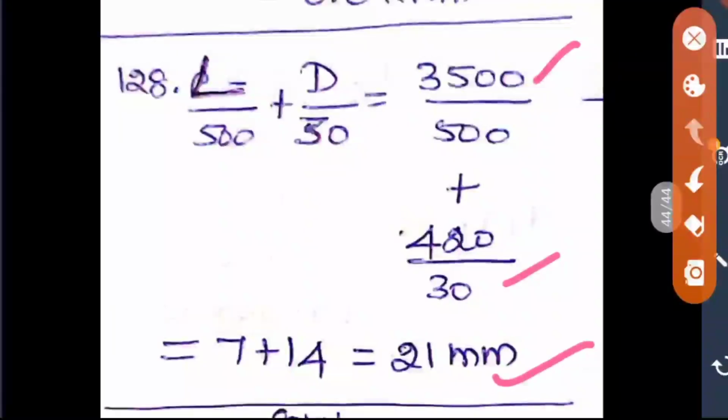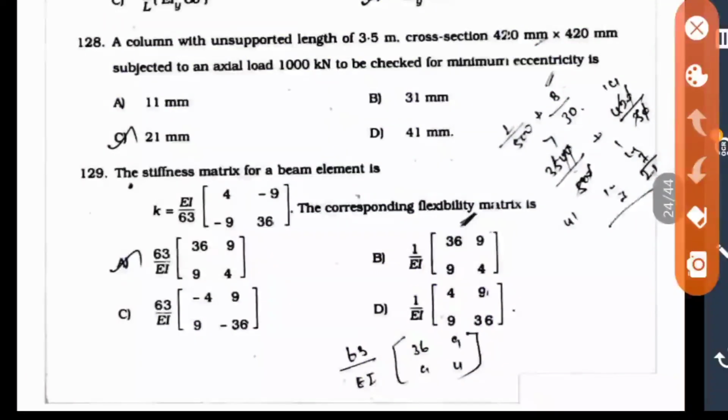Actually there is another condition also. A minimum of 20 mm must be there. So here option C is the right answer.